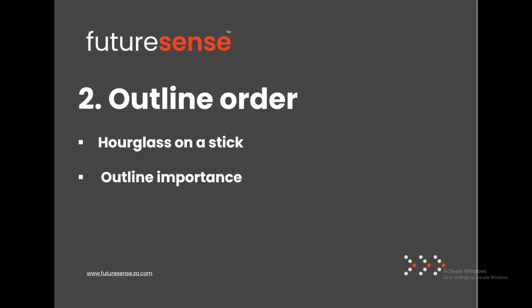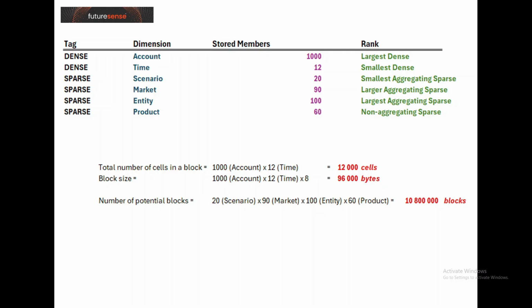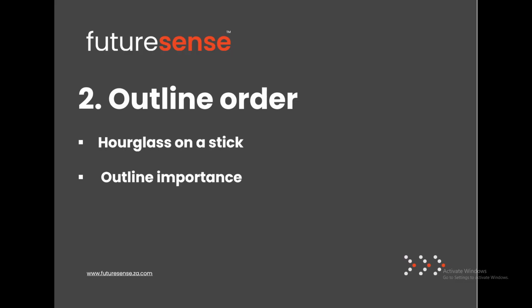2. Outline order. Simply by counting the number of stored members in each dimension, you can improve database performance by ordering dimensions as follows: from the largest dense dimensions to the smallest dense dimensions, from the smallest aggregating sparse dimensions to the largest aggregating sparse dimensions to the non-aggregating sparse dimensions. This order is also referred to as hourglass on a stick.